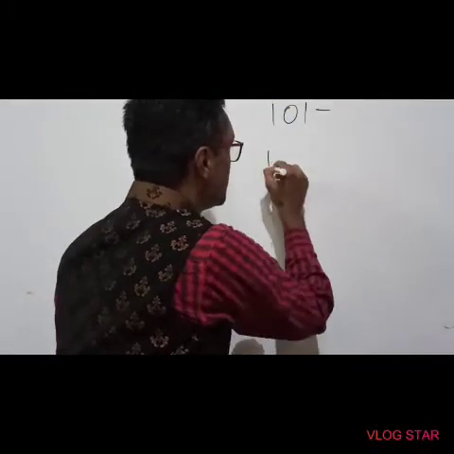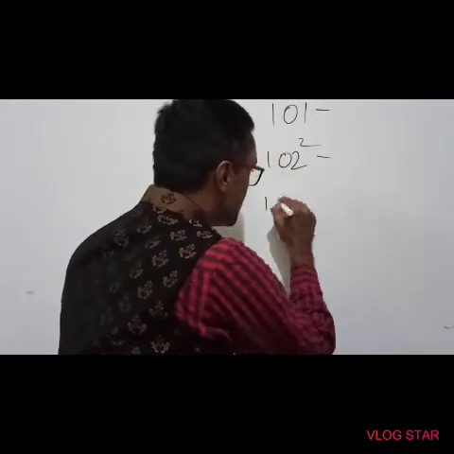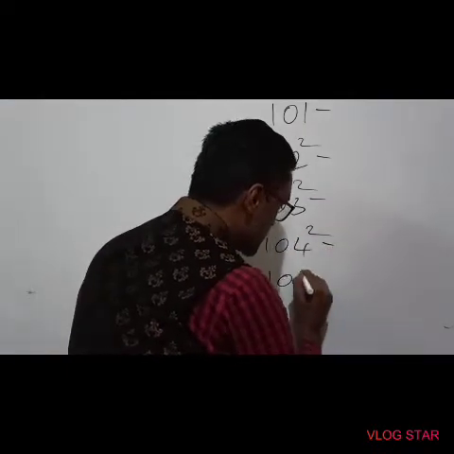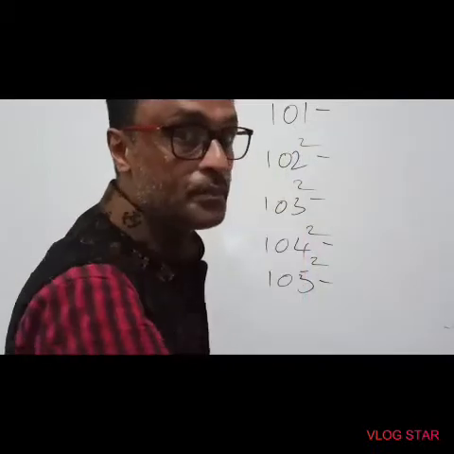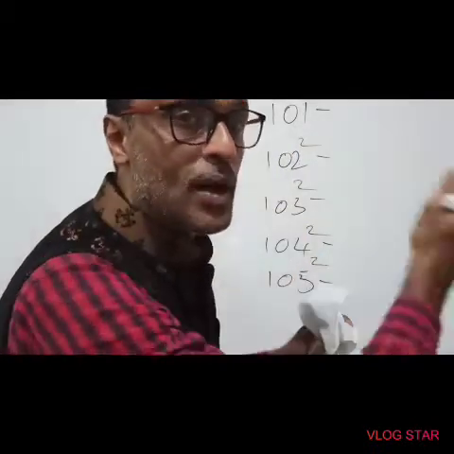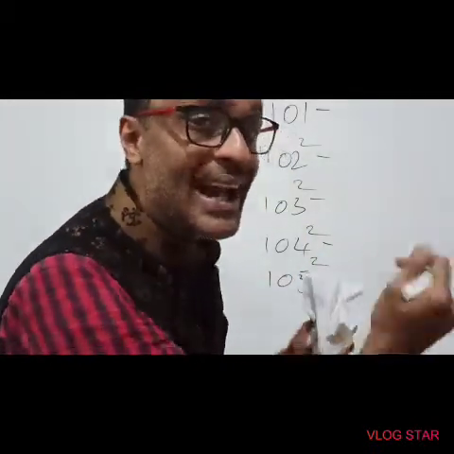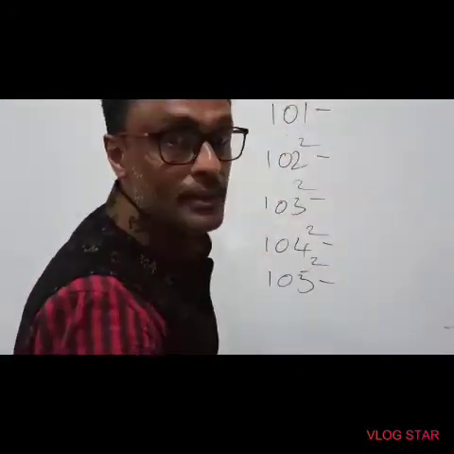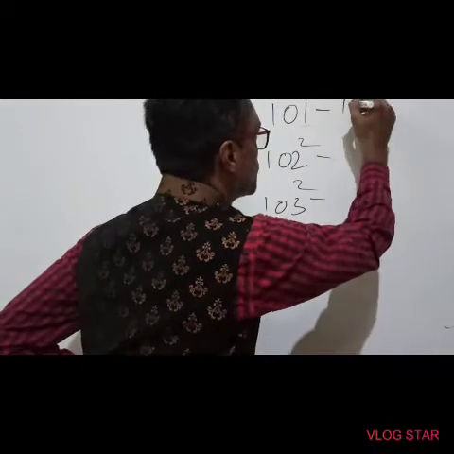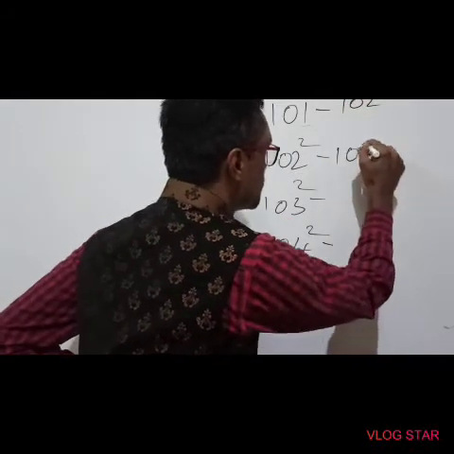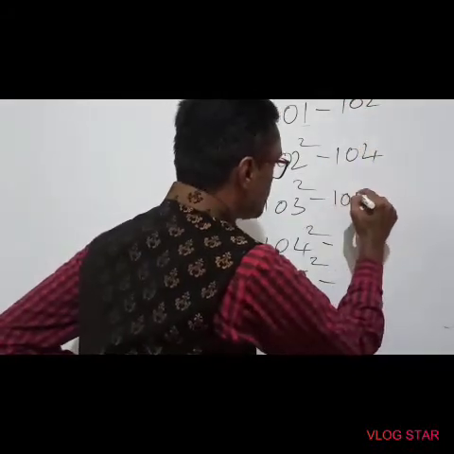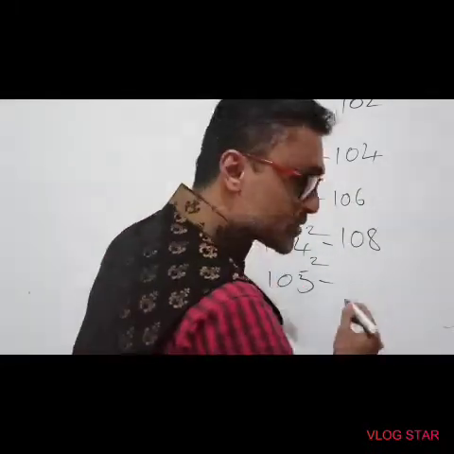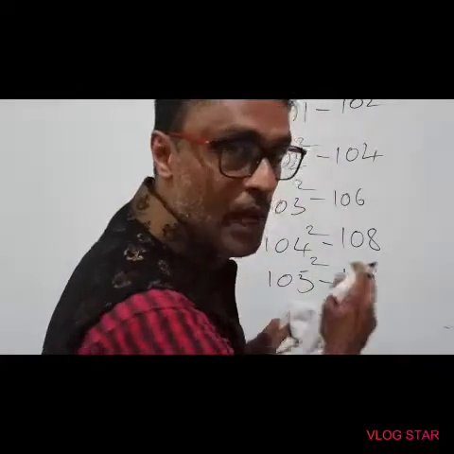101 square, 102 square, 103 square, 104 square, 105 square. 101 is plus 1, or 1 more than 100, so I have to add the numbers. Just add 101 plus 1. So 101 plus 1 is 102. 102 plus 2 is 104. 103 plus 3 is 106. 104 plus 4 is 108. 105 plus 5 is 110. You got half the answer.